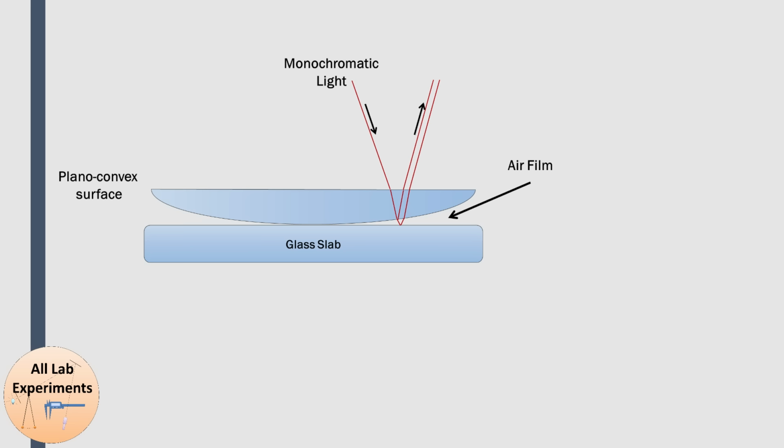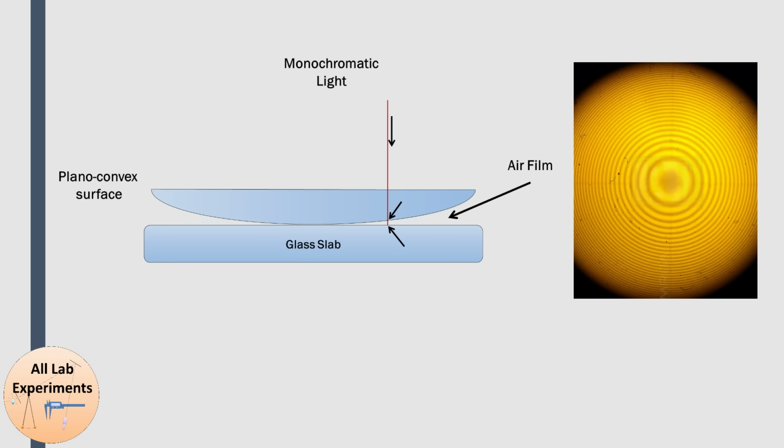Now in the case of normal incidence, similarly one light is reflected by the glass slab and one light is reflected by the plano-convex surface, and we observe a pattern like this. These rings are known as Newton rings. So the center of this ring is dark. This is because of Stokes law. You can read about Stokes law in my Newton ring viva voce video.